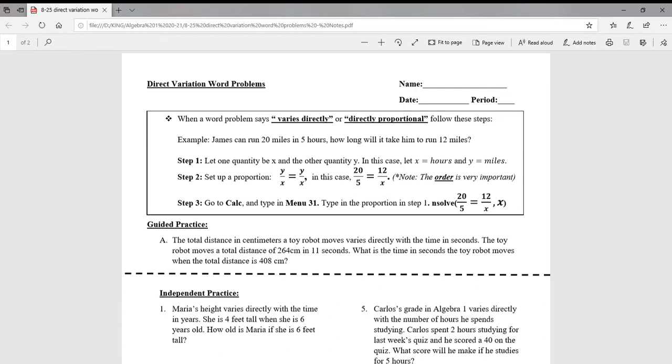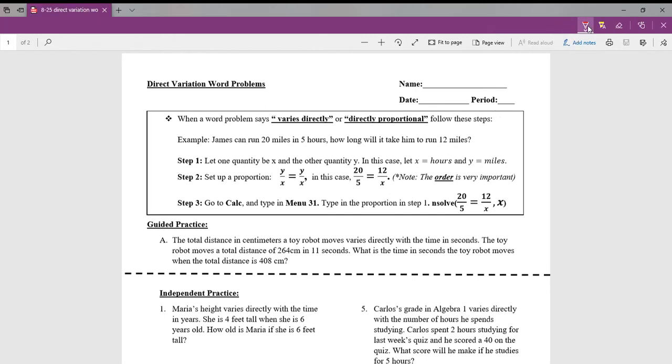Okay, good morning. So today we're going to continue on with some more direct variation problems. We're going to do some word problems today, but again, very easy, and we're not going to solve them just like yesterday. We're just going to work on setting them up. So this is page 14 and 15 in your book.